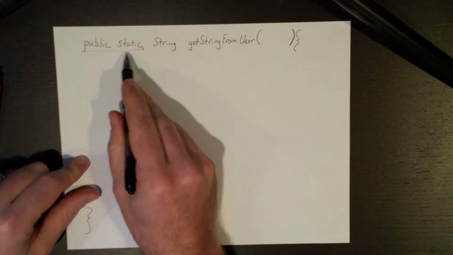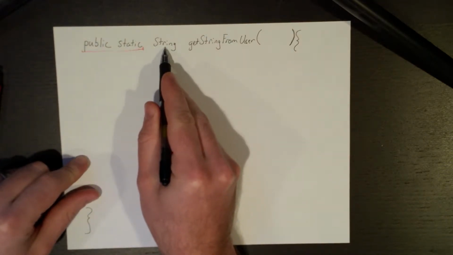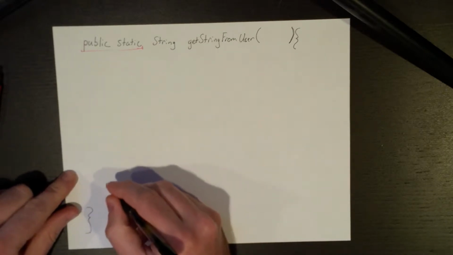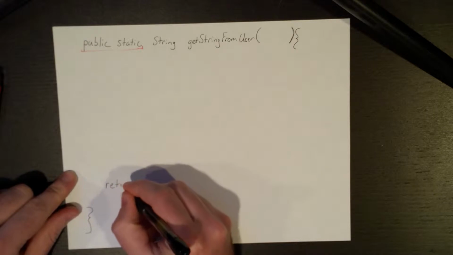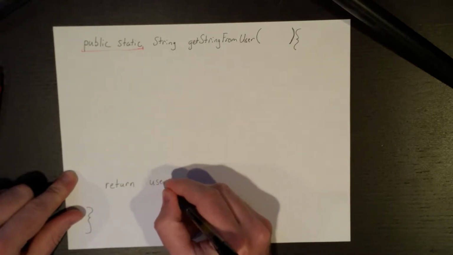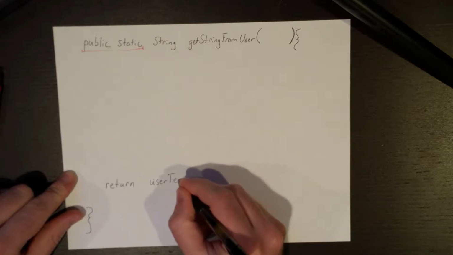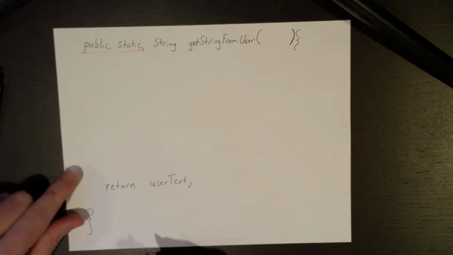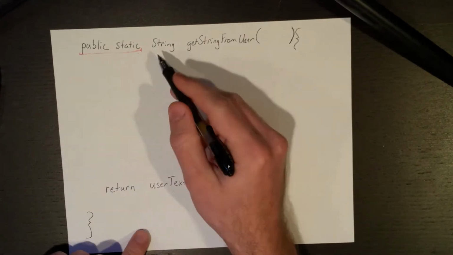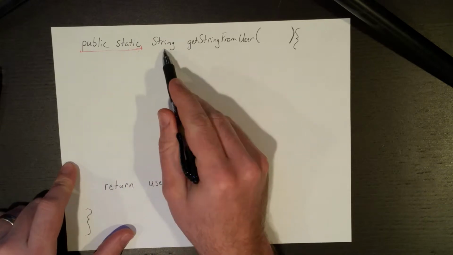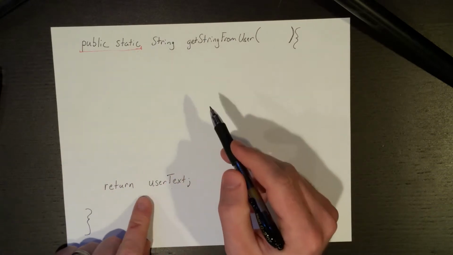So since this method returns a string, I'm actually going to skip down to the bottom and write that line. Return, and let's call it, say, userText. So I'm going to say, let's return the text written by the user. So now I actually have a somewhat working method because I told the computer I'm going to return a string, and then I return it.